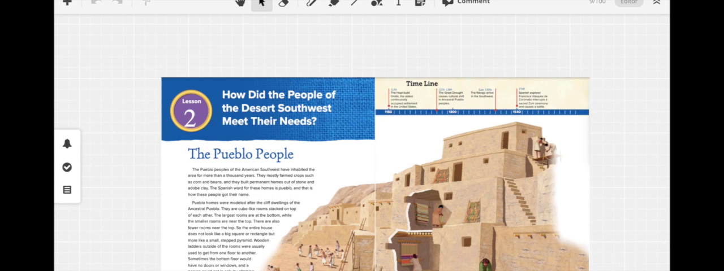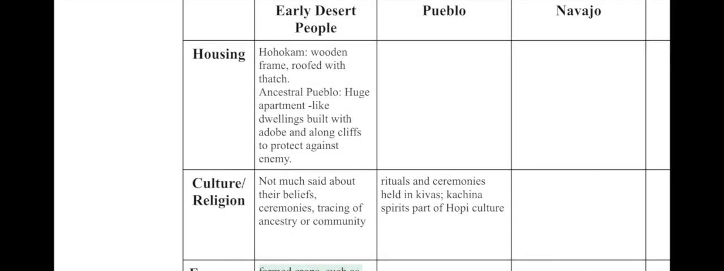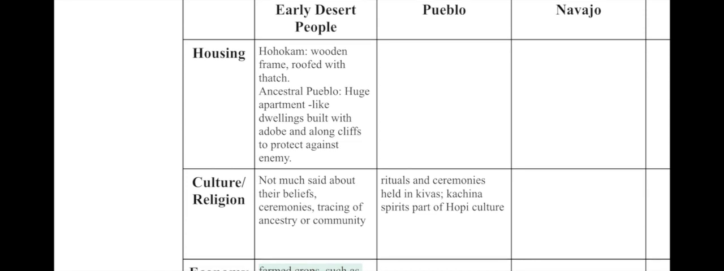Next up for you will be the Pueblo: where they lived, what kind of houses they lived in, their culture, their economy. It's going to be up to you to fill out the document just like we did on the early desert people. There are three tribes that you're going to have to fill out this information for. Please make sure that you ask me questions during your time with me, either on Zoom or in person, if you're not sure what to do for this. Today was just listening and following along. Tomorrow, we'll look at the Pueblo.